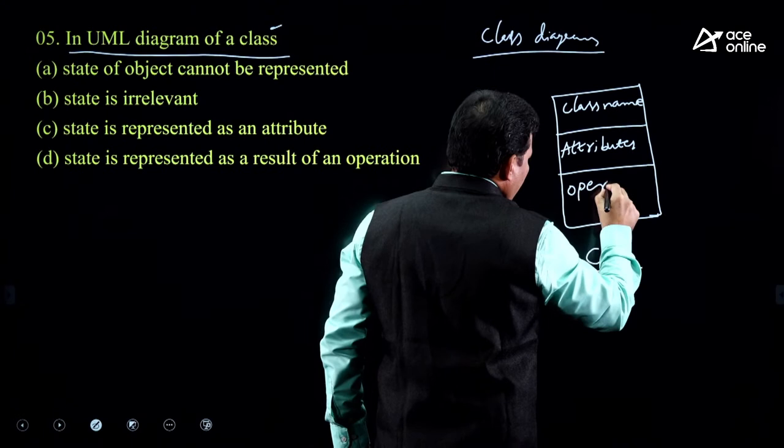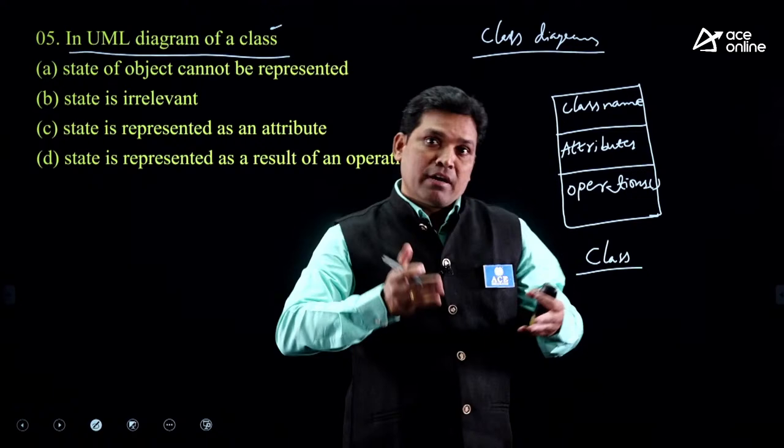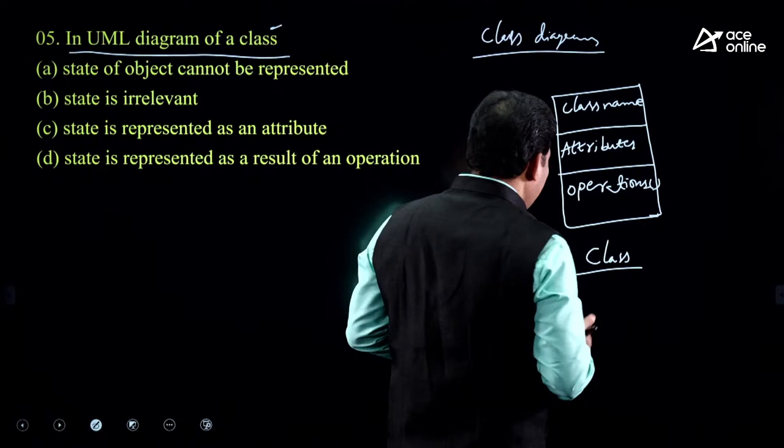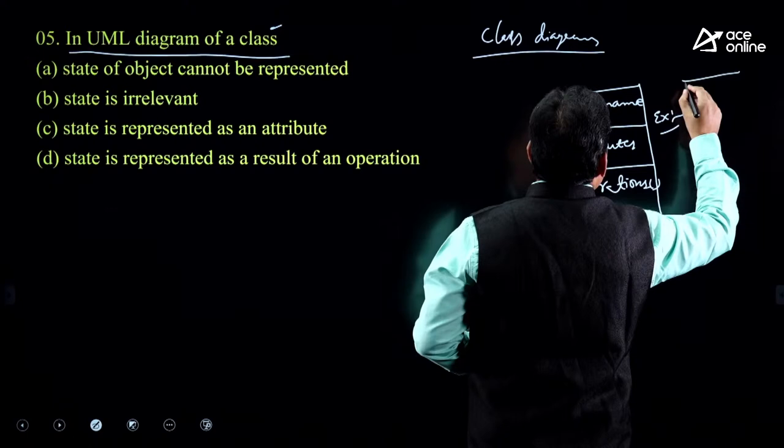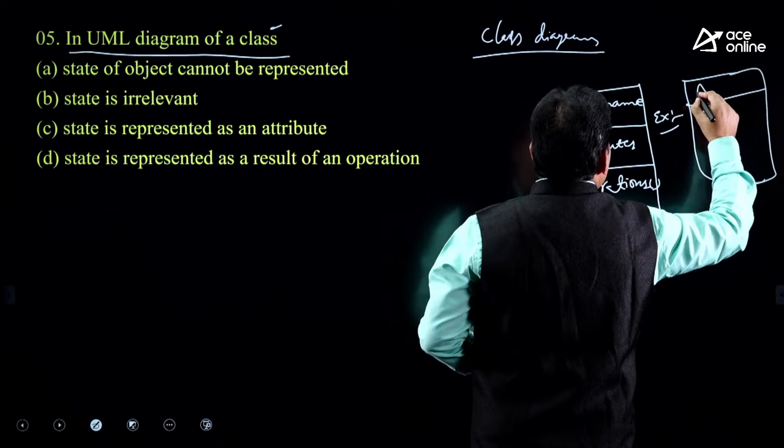Third one consists of operations, right? So any class consists of three compartments. First one is the class name, then attributes, and operations, right? I'll give a simple example. Let's take a banking application. One of the class names is ATM user.